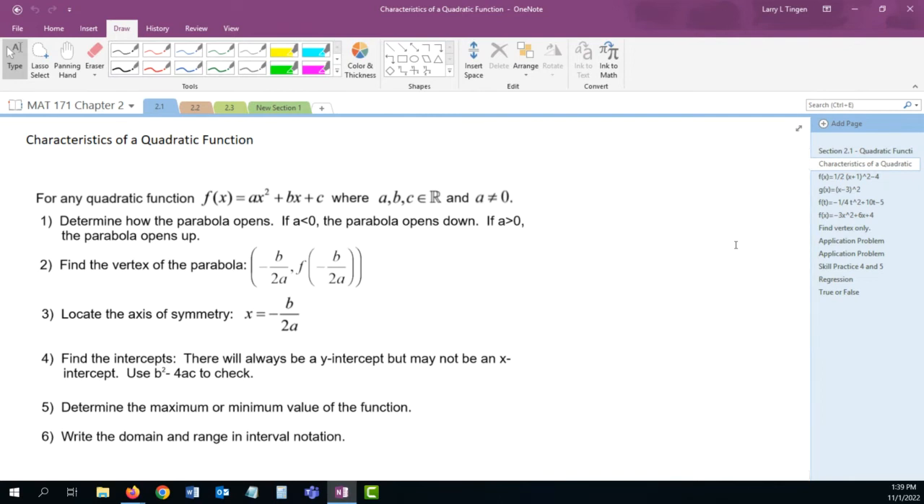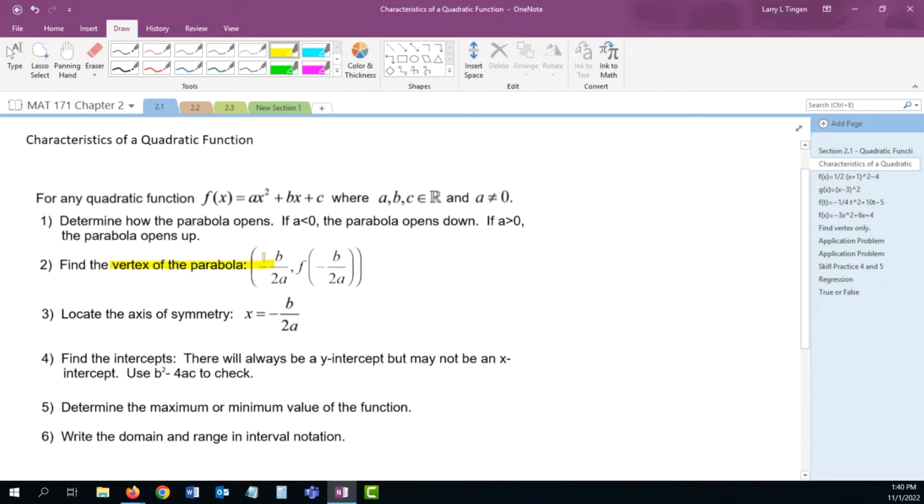The vertex of a parabola can be found exactly by taking b, the coefficient of the middle term, dividing it by 2a, and then sticking a negative on the outside. That's going to tell you where the maximum or minimum value occurs. And then once you find that value, you plug it into the function, and it will give you that maximum or minimum.